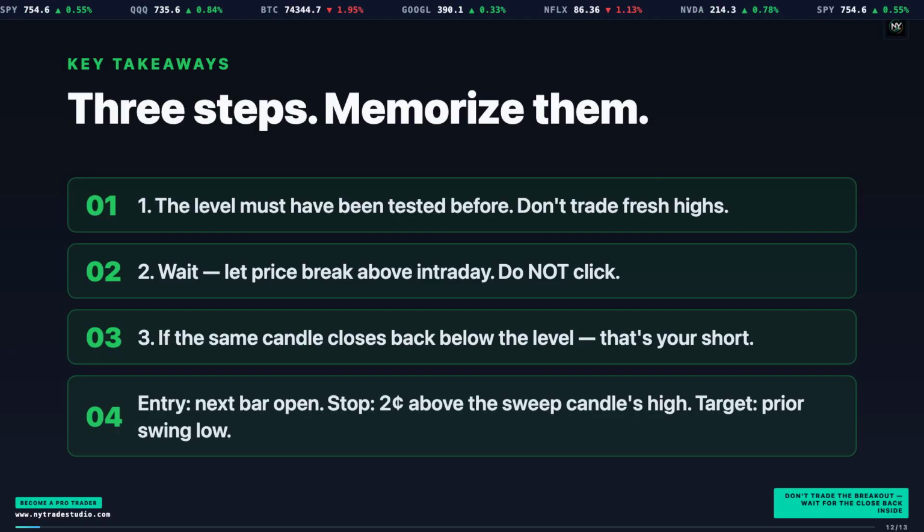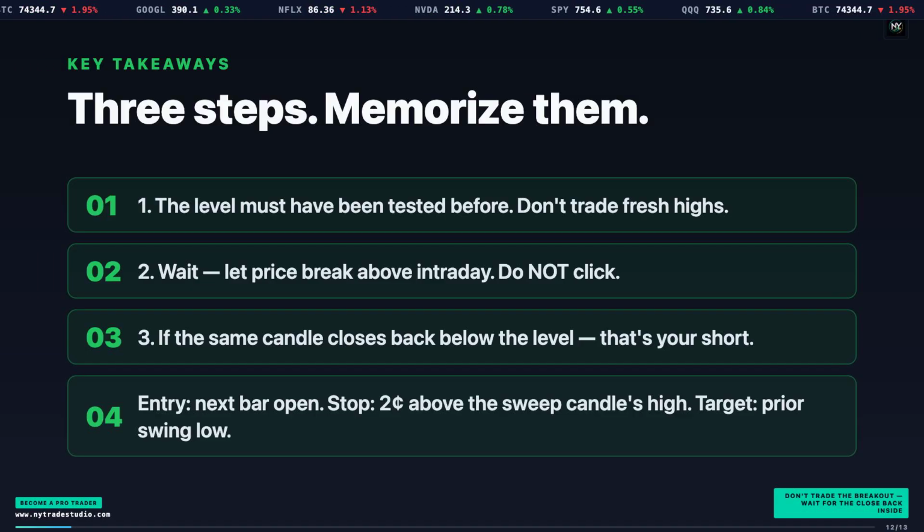Step 2. When price breaks above that level intraday, do absolutely nothing. Sit on your hands. Do not buy the breakout. Do not short the breakout either. Just watch. Set a price alert and wait. Step 3. If the same candle closes back below the level by the end of its session, that is your short trigger. Step 4. Check the broader trend one more time.